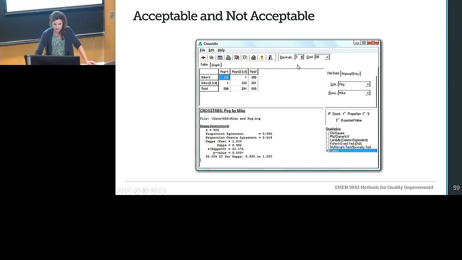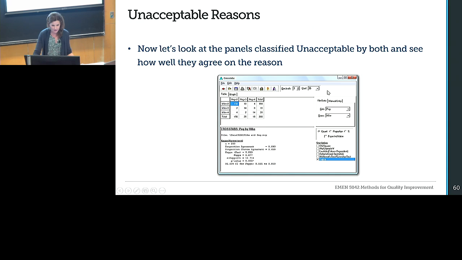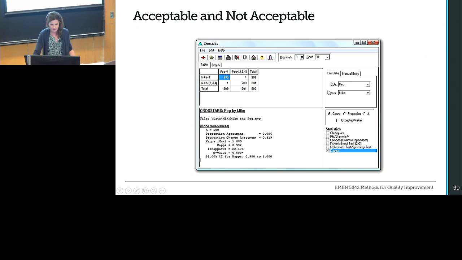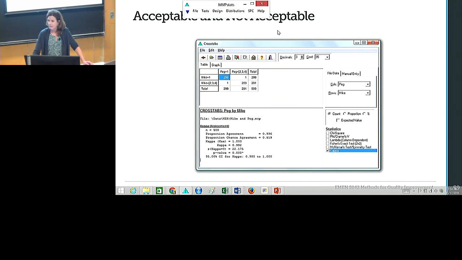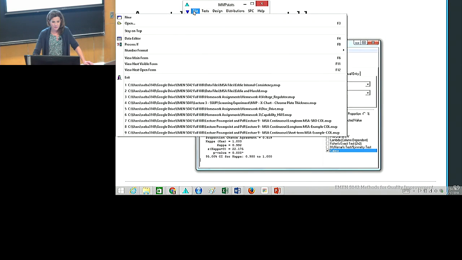So what we're going to do is collapse across this, and I need to show you how to do that, because it's not clear in here. So let me show you this. Is there a file out there called Mike and Peg? Let's pull that one up.